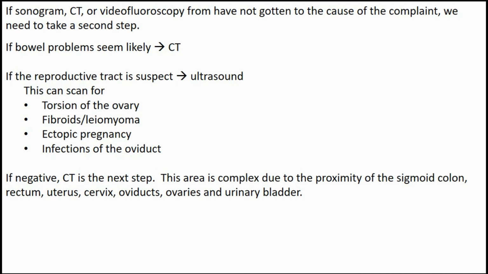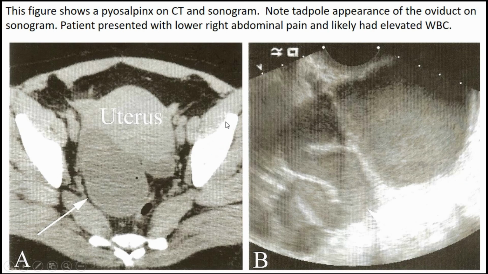If CT is not the first step, it generally tends to be the second step so that we can get a look at what's in there with relatively good visualization of soft tissue and relatively good distinction of the bone from other tissues. So in this case, we have a uterus that has been pushed off to one side here. So what's going on is that we have what's called a pyosalpinx, or an infected uterine tube. The oviduct is infected, and then on subsequent ultrasound we can see this tadpole-looking twisty oviduct is just packed full of purulent material, and that's what a pyosalpinx is. It's a very infected uterine tube.